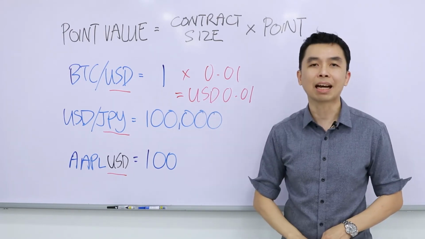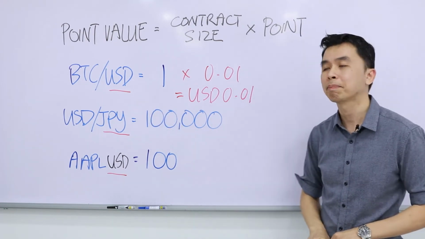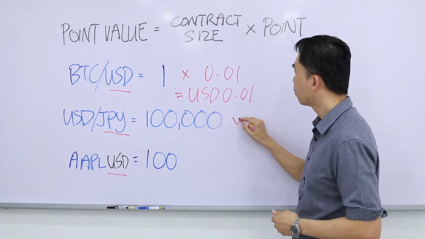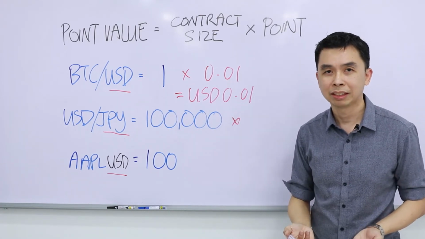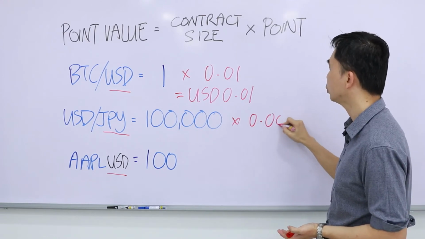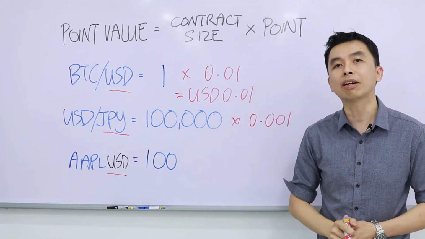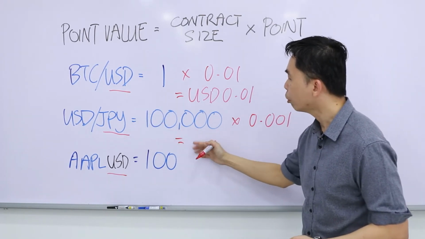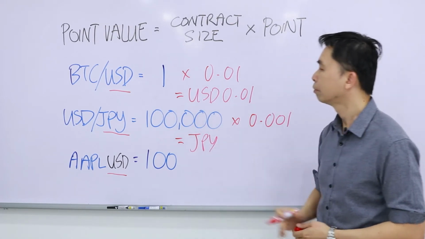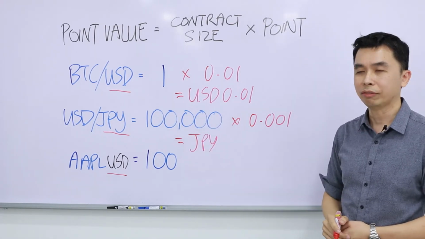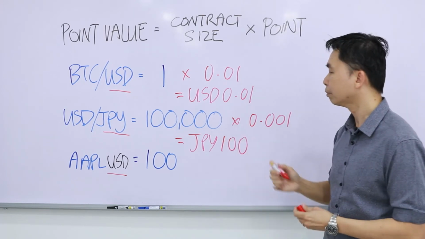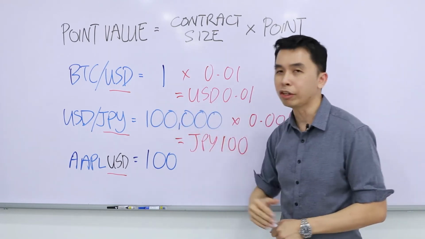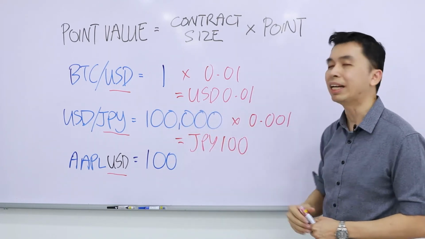Let us look at the next example, USD JPY. The contract size is 100,000 units, multiplied by the point, which is 0.001 as mentioned in our previous lesson. Again, bring the counter asset over and multiply the values, and you will get 100. So what this means is the point value for this asset pair is 100 yen.